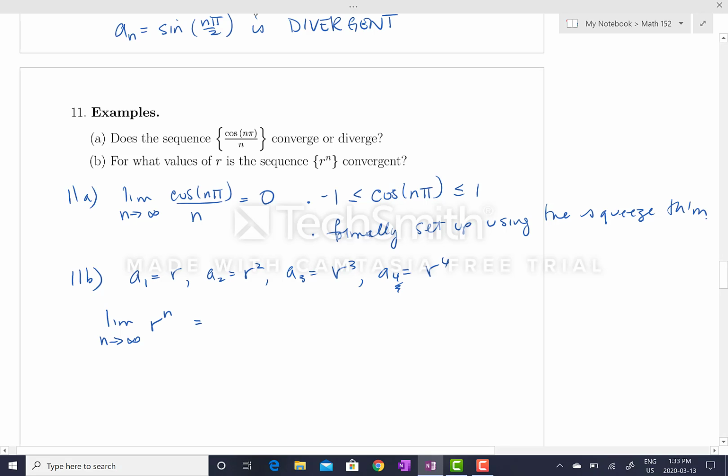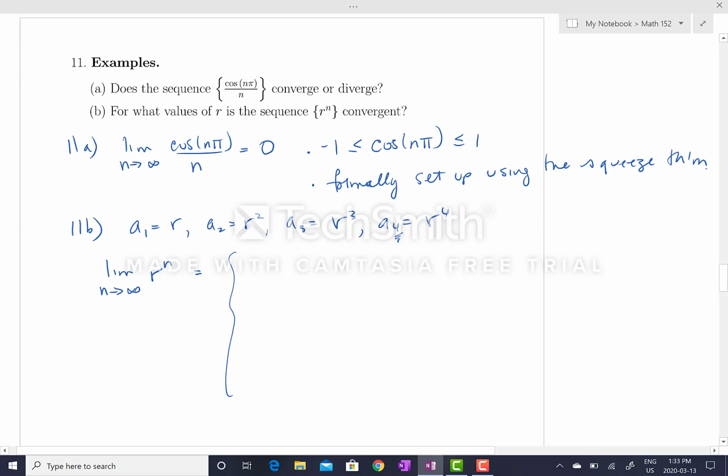And allow me to just give you a list here. Okay, so you have seen this before. This thing goes to infinity if r is greater than 1. So if we have, for example, 2 squared, 2 cubed, 2 to the 4, 2 to the 5, 2 to the 6, that clearly just gets extra large. So that is diverged to infinity. Okay, so that's the case for r greater than 1.